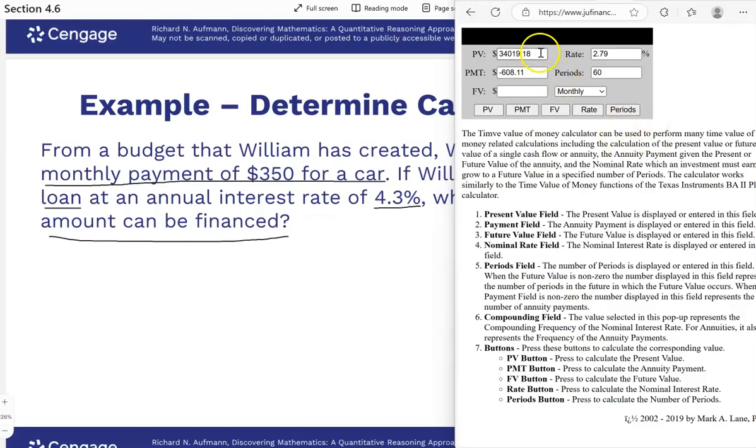So we're going to go back to our TVM solver, and I'm going to delete everything that's in here. So we're looking for present value here. So when we type in everything we know, we will hit that present value button. So our payment's going to be $350, and the payment's going to be monthly. 5 years, every month would be 60 payments total. Interest rate's 4.3%. And my present value would be $18,865.67.